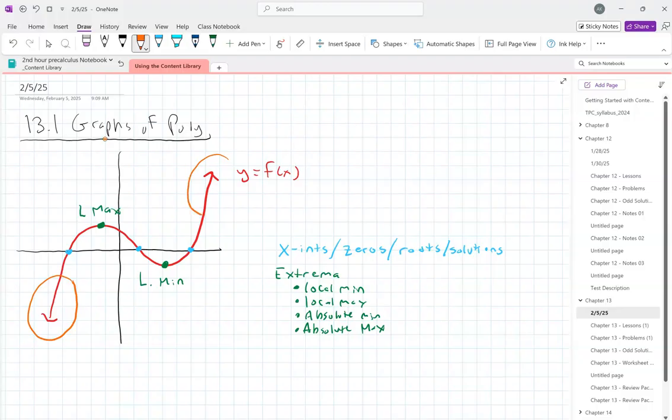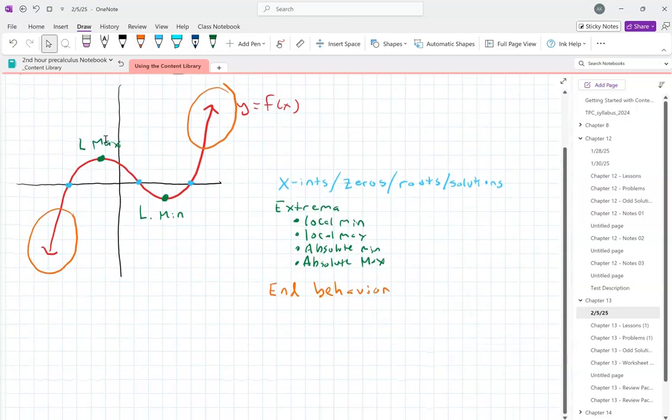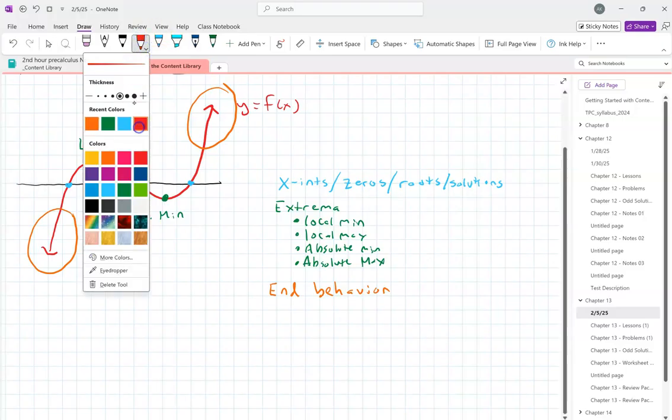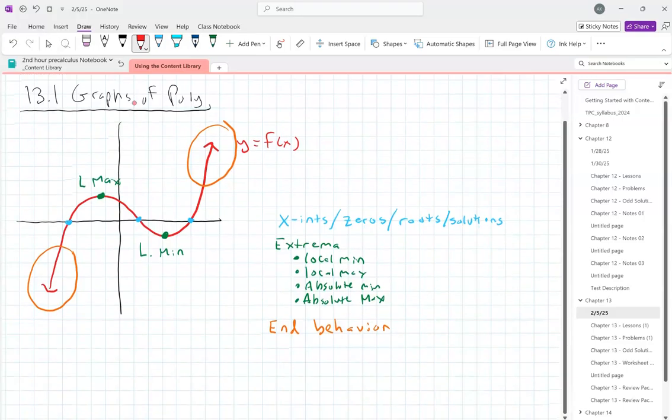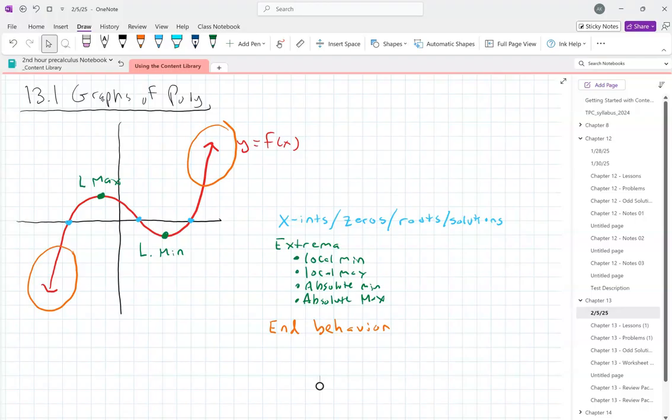And then you have the ends of our graph, which is the end behavior. So we're going to use a specific notation for end behaviors in this class. I'm going to translate it into English and then show you how you write it symbolically, because I think that's the easiest way to approach it.